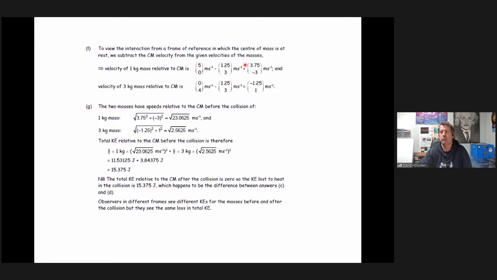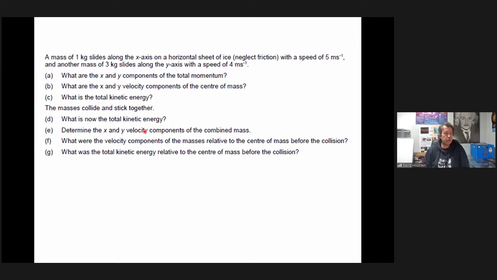Right, now we get to the real killer thing. And it's more the result I'm interested in. This is a hard problem. This would get lots and lots of students, big time. What's the total kinetic energy relative to the center of mass before the collision?